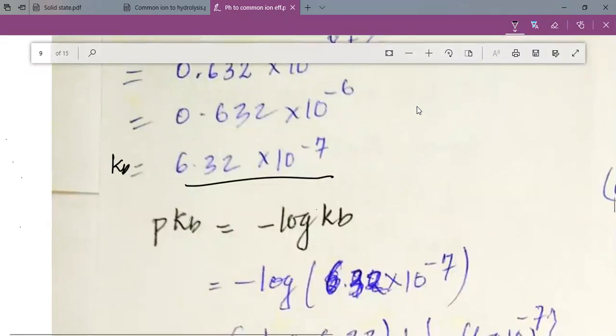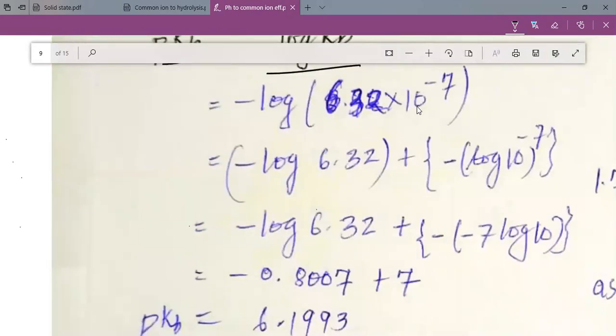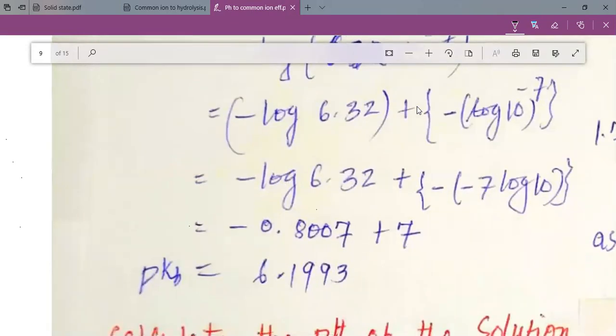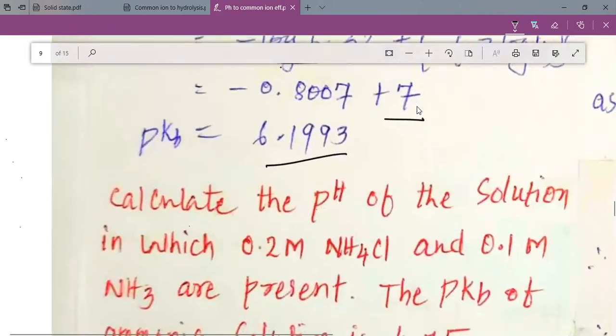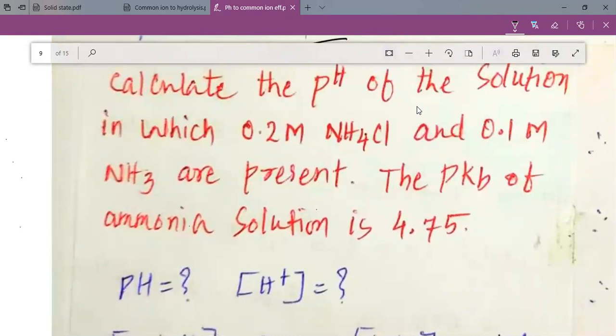Now my dear students, we want to study pKb. So pKb is minus log of Kb. Our Kb is 6.32 into 10 to the power minus 7, which is minus log of 6.32 plus minus log of 10 to the power minus 7. Log of 10 to the power minus 7, with the minus sign, gives us the positive value plus 7, and the log of 6.32 is 0.8007, which simply gives us the value of pKb, 6.1993. So this is how, my dear students, we can calculate the Kb as well as pKb.